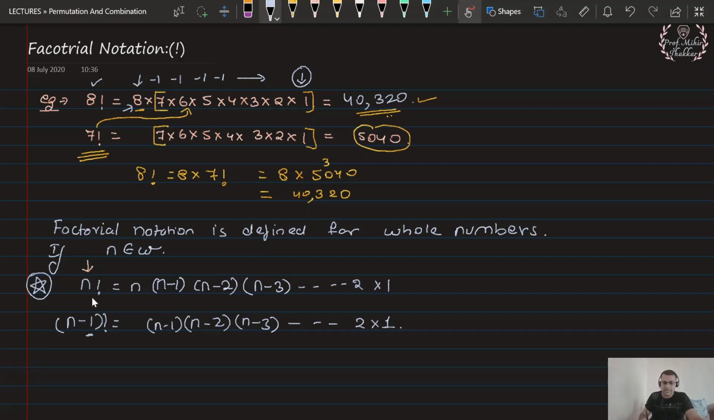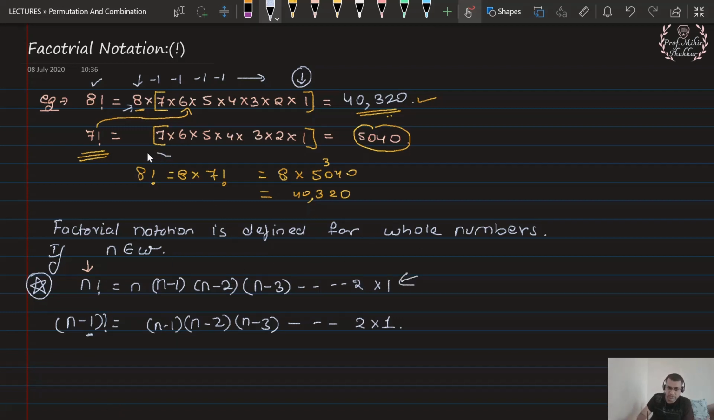So whether I calculate n factorial, n minus 1 factorial, or any other factorial value, the minimum value has to be 1. It will all reduce up to 1. Below 1 it will not go, because below 1 it becomes 0, and multiplication by 0 will make everything 0, which we don't want. Therefore we reduce it finally up to 1.